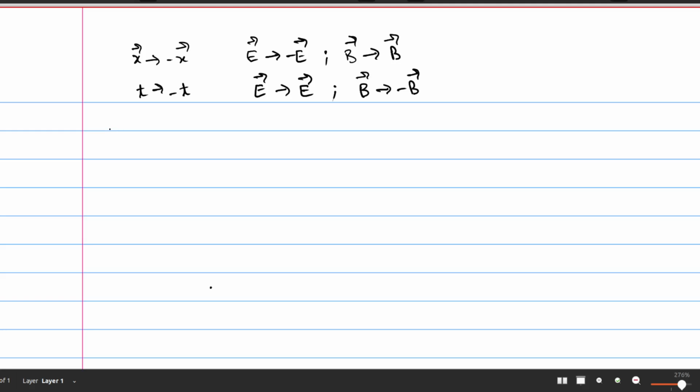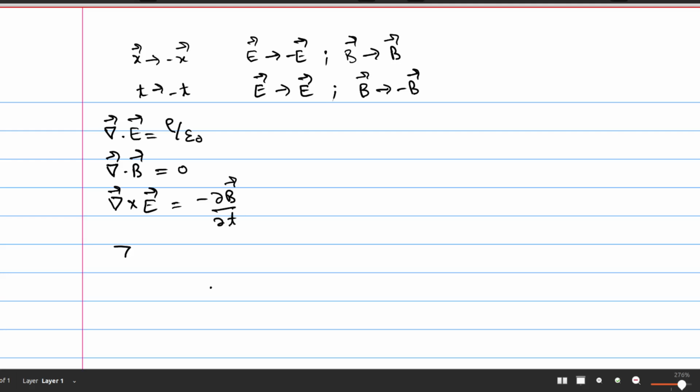Now the Maxwell's equations in free space are the following: divergence of E equals rho by epsilon naught, divergence of B equals 0, curl of E equals minus del B over del t, and curl of B equals mu naught times current density plus epsilon naught del E over del t.